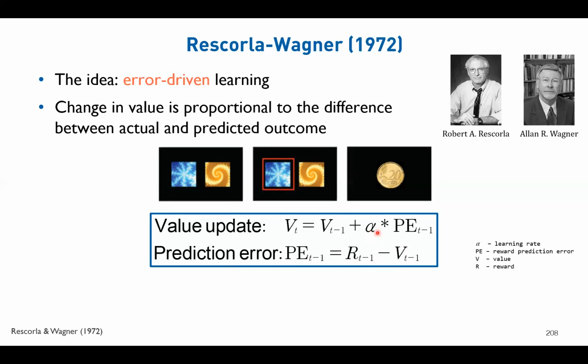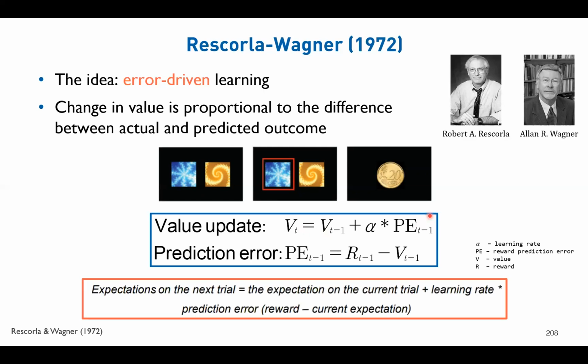This is called a learning rate, to update the value. Here there's the new value, here there's the old value, and the value is updated by a learning rate weighted reward prediction error. Okay, if that doesn't make too much sense, I will try to translate that into some human understandable language.